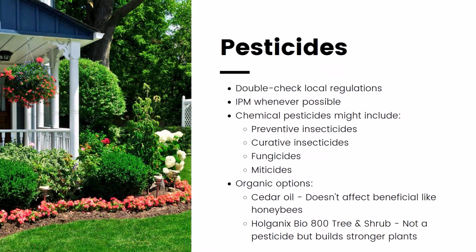So, pesticides. Obviously, you're going to incorporate some pesticides into your program, but typically when we are running a tree and shrub program that has the Bio 800 Plus as its backbone, we are reducing what we need to use. You want to double check your local regulations, make sure that you are only using products that are approved within your specified geography. You want to use an IPM approach whenever it's possible, but you may still include insecticides, fungicides, miticides, but you're going to find that you are not going to need as much of them.